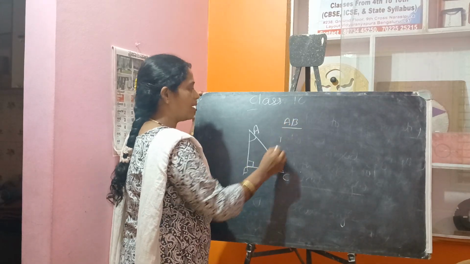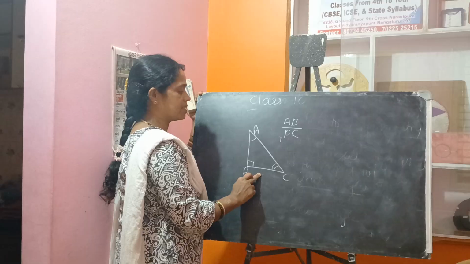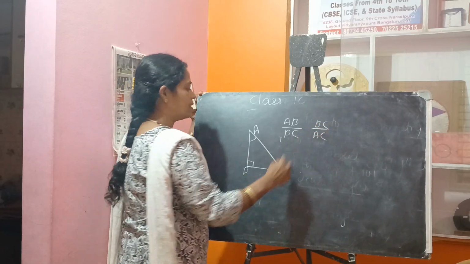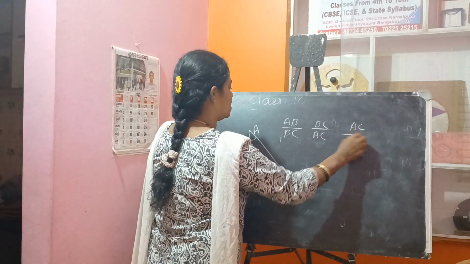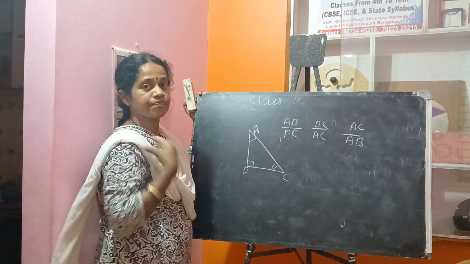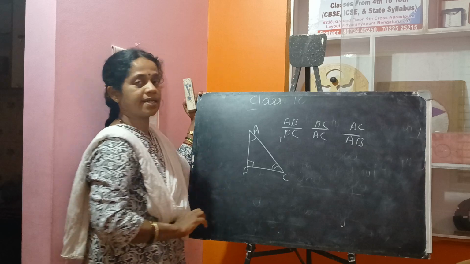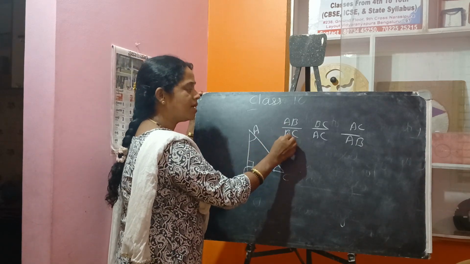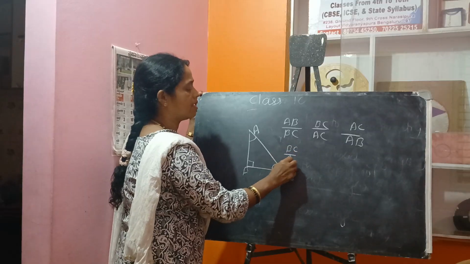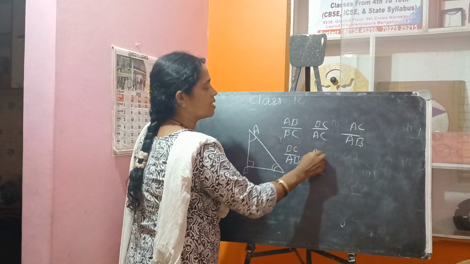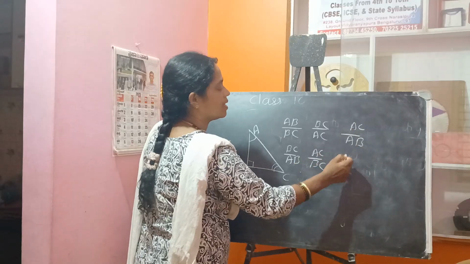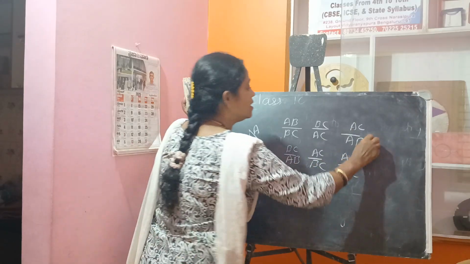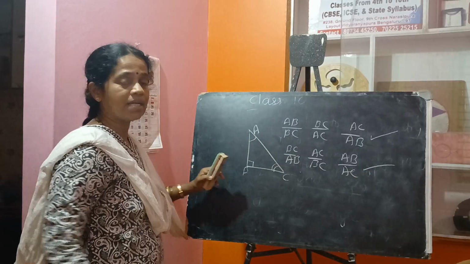That is AB by BC, BC divided by AC, next AC divided by AB. Three ratios over. This is an easy way of writing the ratios of the right angle triangle. And take their reciprocals. AB by BC reciprocal is BC divided by AB. Next AC divided by BC, and last we get AB divided by AC. So totally 6 different ratios are possible here.